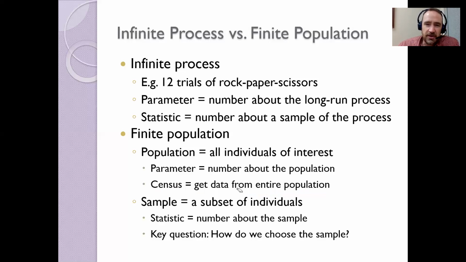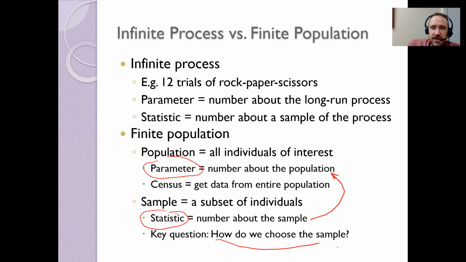And instead of looking at all the individuals, we look at a subset of individuals, and we calculate a statistic, which is a number about our sample. So we take the data from our sample and calculate a statistic from that. We hope the statistic gives us some insight into the parameter, because we're not actually going to find out what the parameter is, but we'd like to know something about it, and that's what the statistic can do for us. So a key question then becomes, how do we choose a sample so that we can feel good about this statistic actually representing the parameter in a fair way? How do we choose a sample?